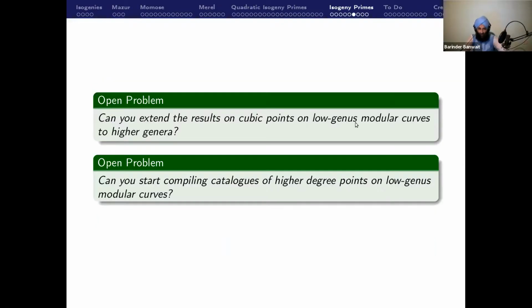Again, similar questions to before. Why not more examples? If one can extend the work on cubic points on these low genus modular curves, that would be very useful. And what about higher degree points? Box, Gajović, and Goodman do consider the quartic points. I think they get all of the isolated quartic points on X0(65). But getting more examples here would be very useful.